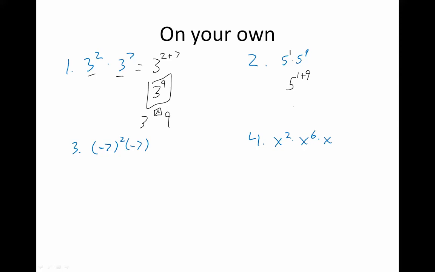Number 2, this is 5 to the 1 times 5 to the 9th, which is 5 to the 1 plus 9, or 5 to the 10th. This is negative 7 squared times negative 7 to the first power, which is negative 7 to the 2 plus 1, or negative 7 cubed. And finally, this is x squared times x to the 6 times x to the 1. So this is x to the 2 plus 6 plus 1, which is x to the 9th power.